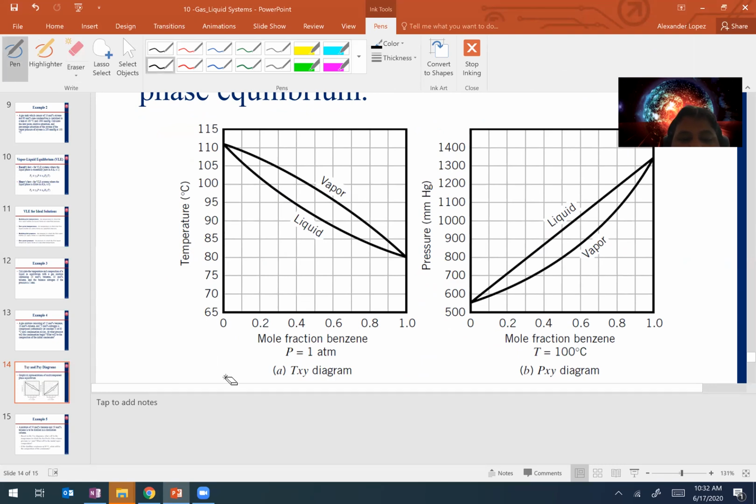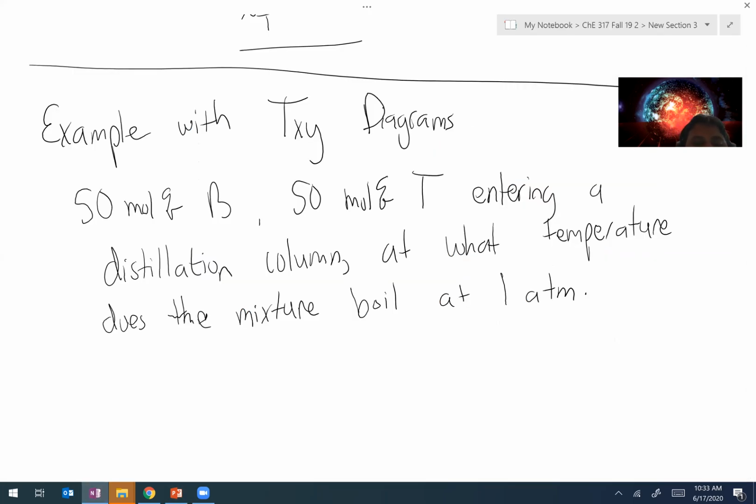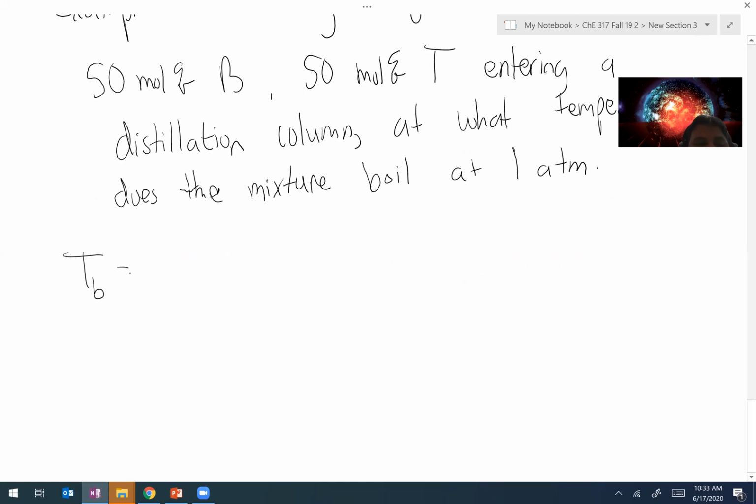Well, what I could do, this is 0.5. So if I followed that all the way up to there, where that vapor liquid equilibrium envelope starts, that would tell me the temperature of the boiling point, or that it begins to boil, or the boiling point of the mixture, which in this case would be somewhere between 90 and 95. I would say, from that diagram, the boiling point is approximately 92 degrees Celsius.